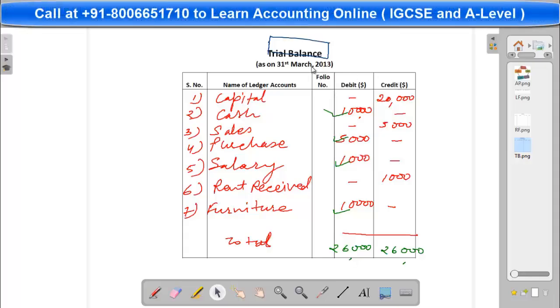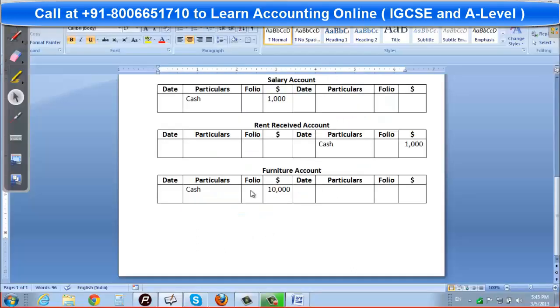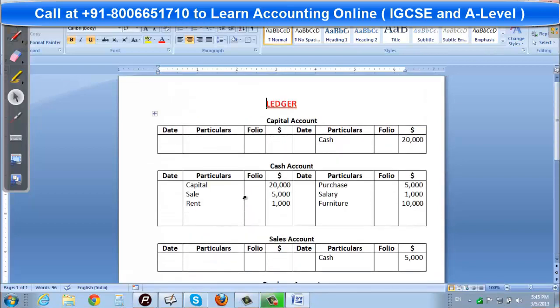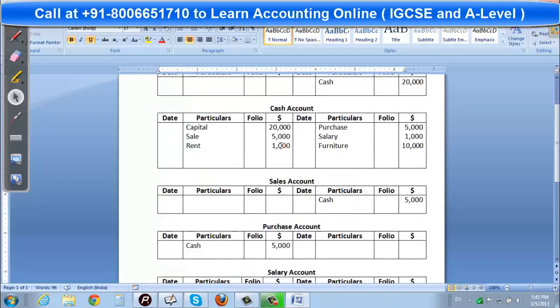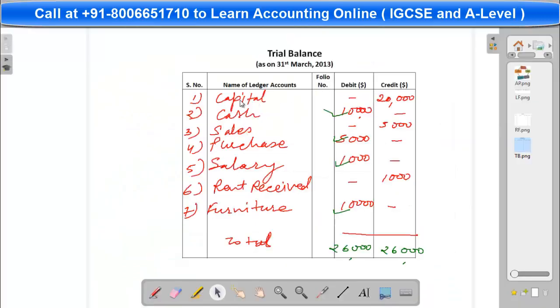So this is the way we prepare the trial balance. But now there is one question. And what is that question? Suppose in the question ledger accounts are not given. Right now we have no ledger accounts. This ledger is there, so with the help of these ledger accounts we can easily prepare this trial balance.